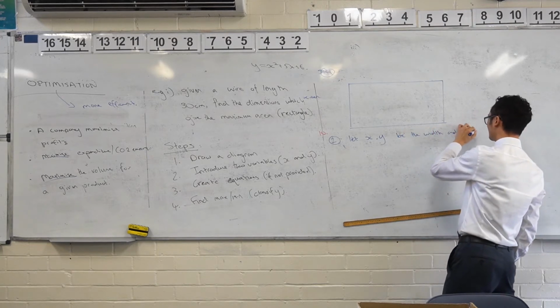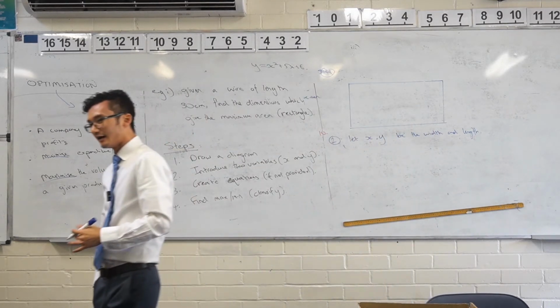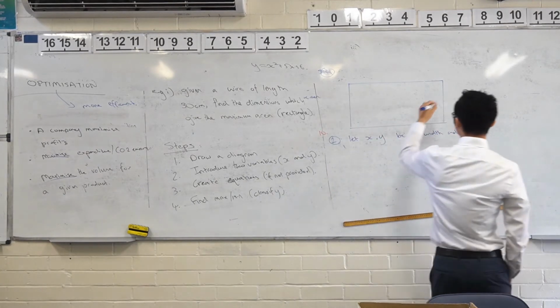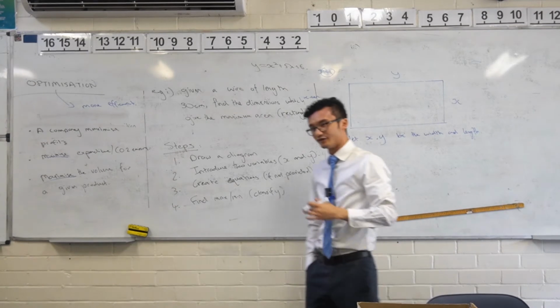So step 2, we need to introduce some variables. Let x and y be the width and length. And we're going to put this on our diagram. So x is our width, y is our length. Now, step 3.